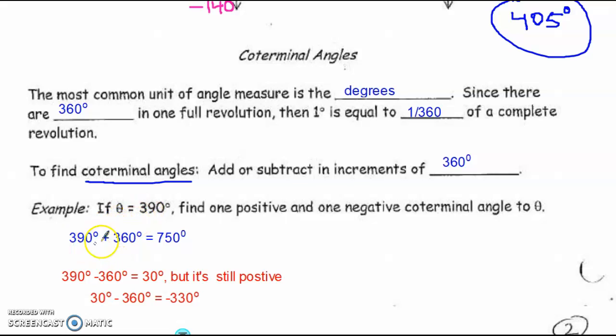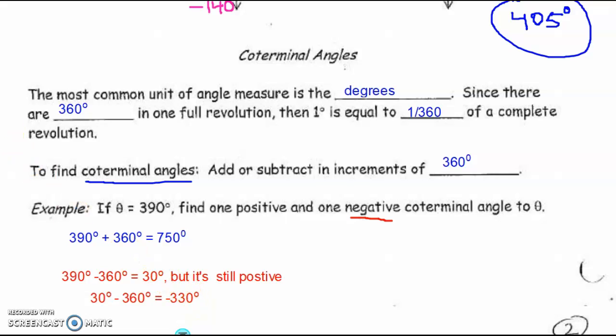We have 390. When I add 360, I get 750. Okay, that's a coterminal angle of 390. Great, that's positive. Now when I take 390 and subtract 360, I still get 30 degrees, but it's still positive. So I have 2 positive coterminal angles, but they ask for 1 negative. So now when I take 30 and subtract 360, I finally get a negative 330 degrees.